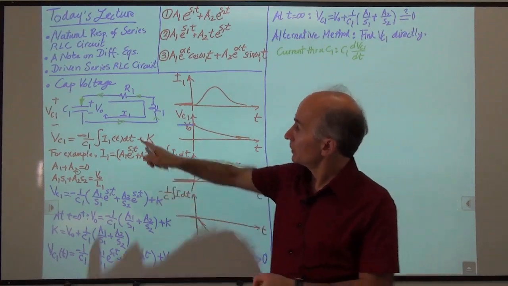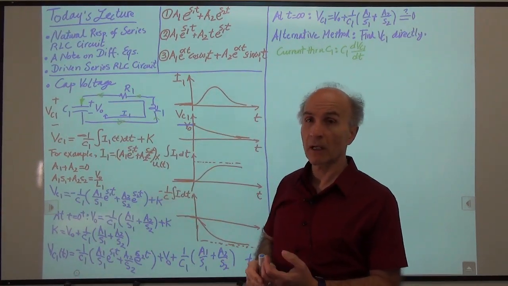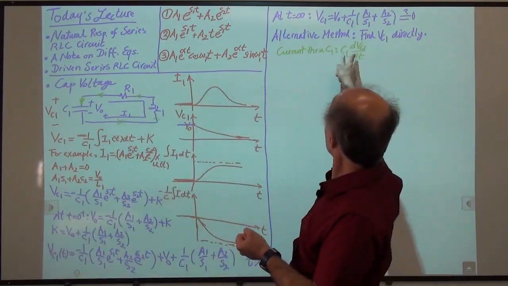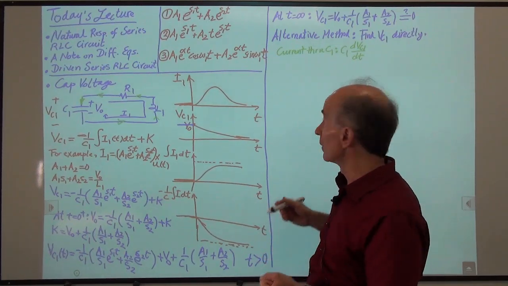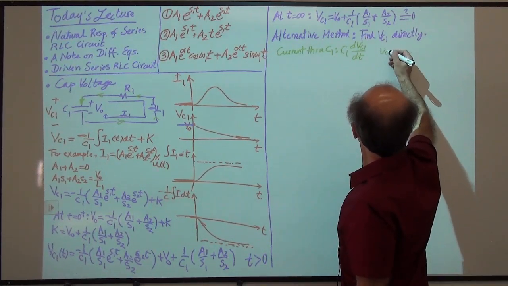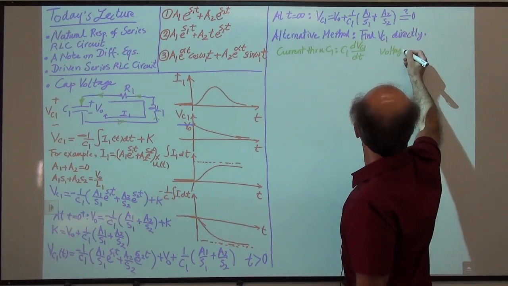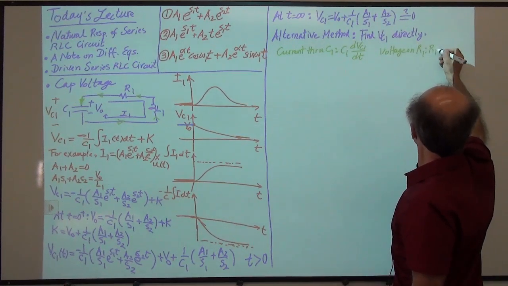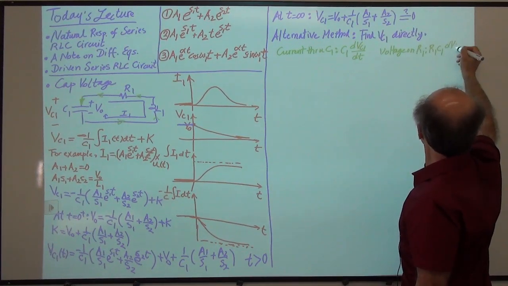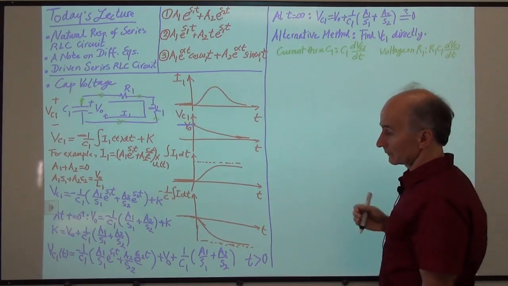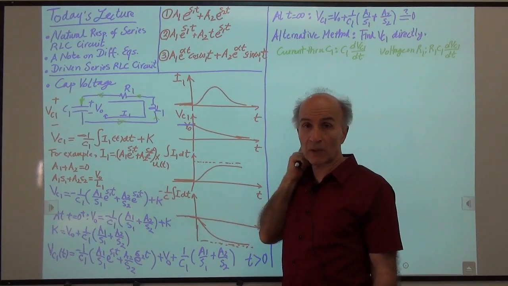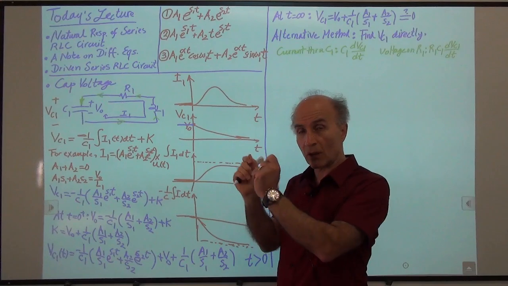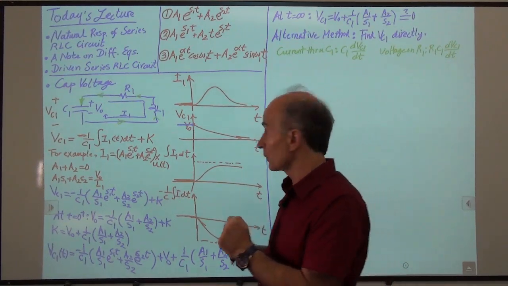Now let's turn our attention to the voltage on R1. How much is that voltage? R1 times the current. The current is known, C1 dVc1 over dt. So we write voltage on R1 is R1 times the current through it, C1 dVc1 over dt. But I would like to make sure that the polarity of the voltage that I have selected for R1 is correct. So which way should it be?